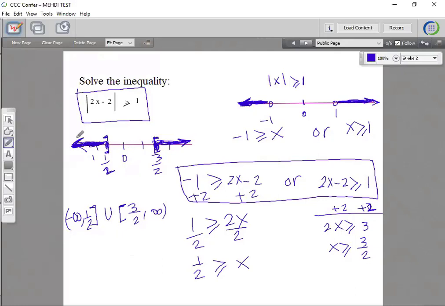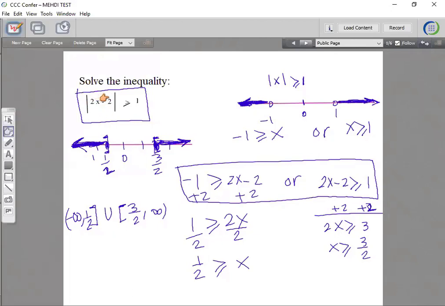Now you could check your answer easily. Pick a point which is not in the region that you claim is a solution, like 0. That's an easier point to check. If I substitute 0 for x, it shouldn't make sense. Right? Let's do that. 2 times 0 is 0. 0 minus 2 would be negative 2. Absolute value of negative 2 is equal to 2.